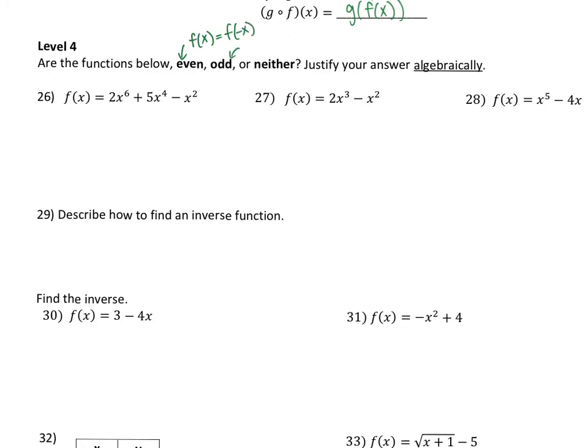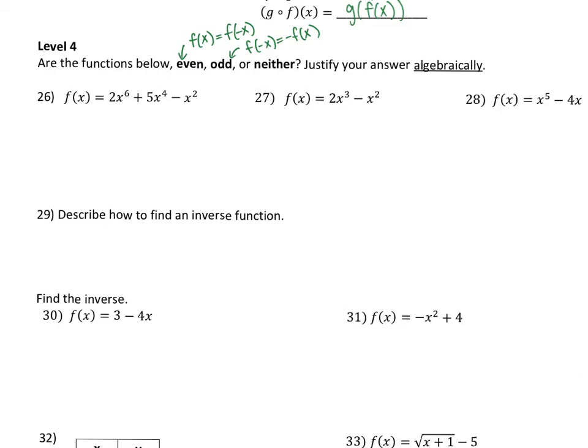Whereas in odd, it's opposite. If you plug in a negative number, it will come out the same value but with the opposite sign. And so neither is just one of those cases where it doesn't fall into either of these 2 cases, so then it'd be neither. So we're going to try out these 3 problems to see what case they would be.